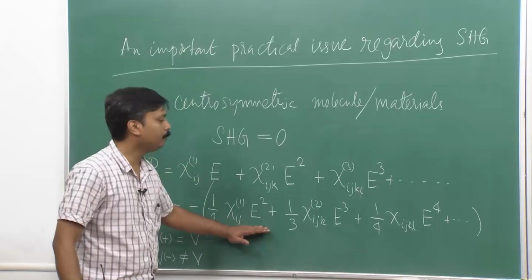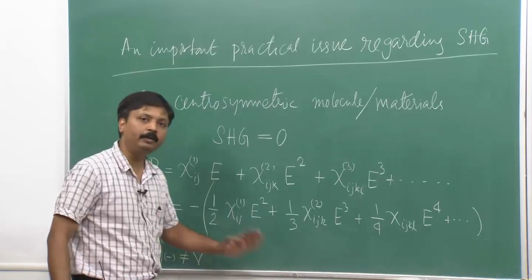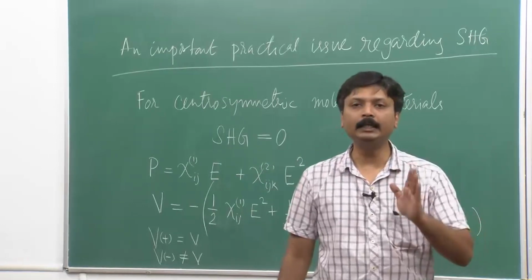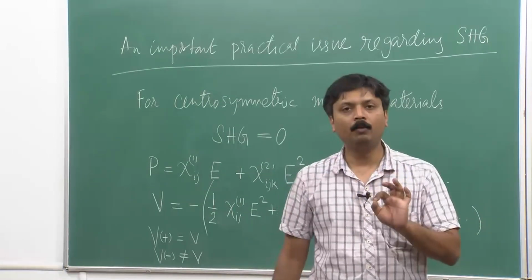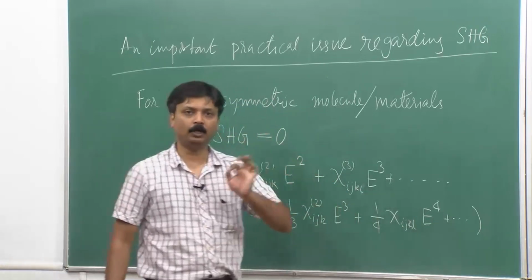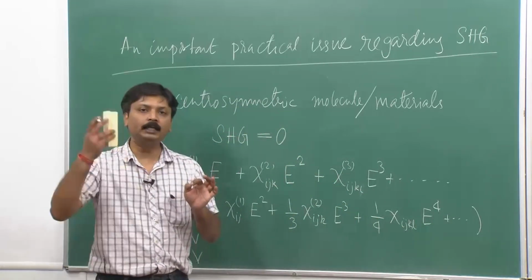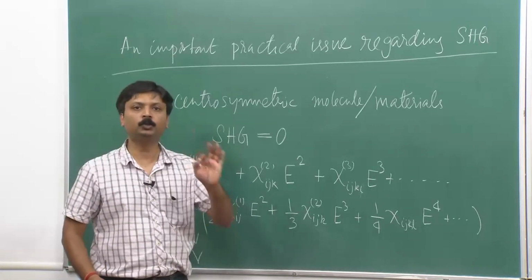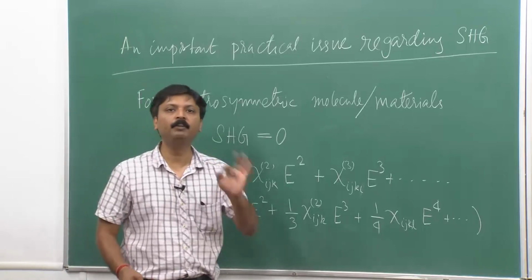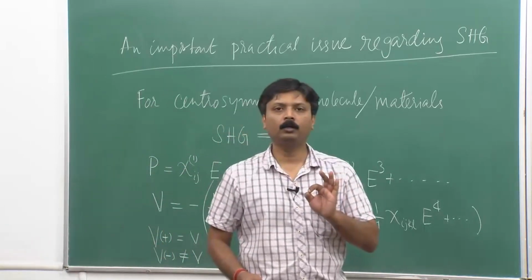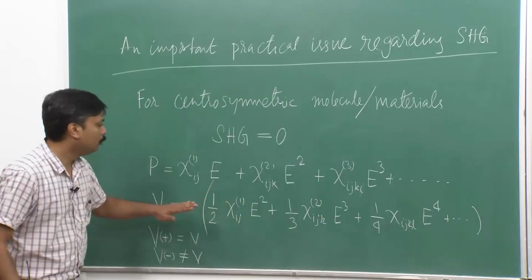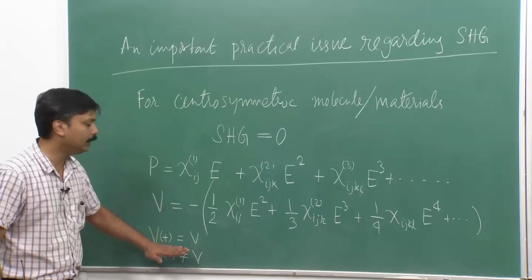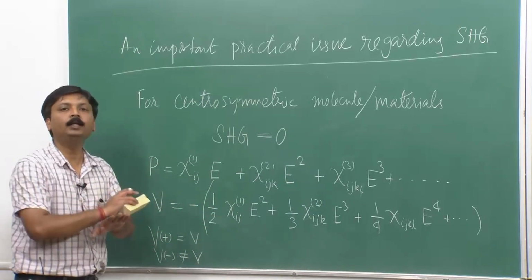Therefore, I will get two different values of the potential energy when I use either E or minus E. Now, we are considering a centrosymmetric molecule, so it does not matter what the direction of polarization is, the potential energy should also be symmetric, it should be an even function. But if I look at the expression of the potential energy here, I see that that is not the case. So, this is totally in contradiction.